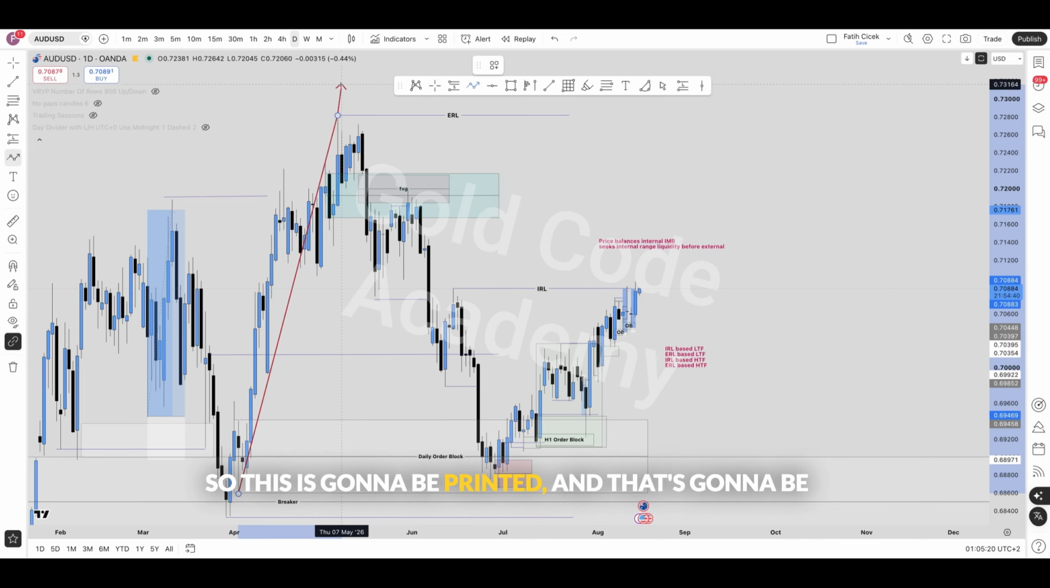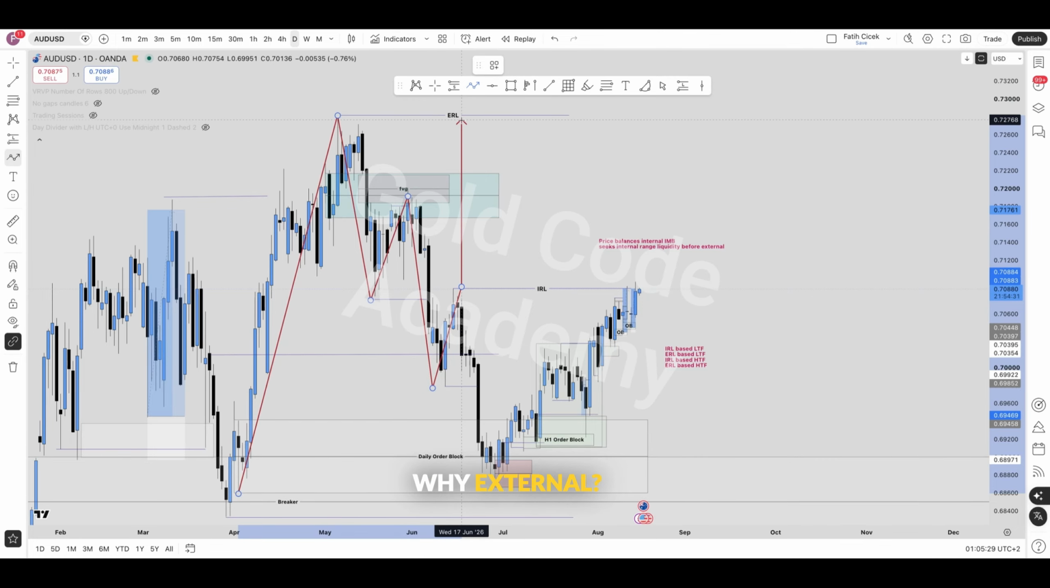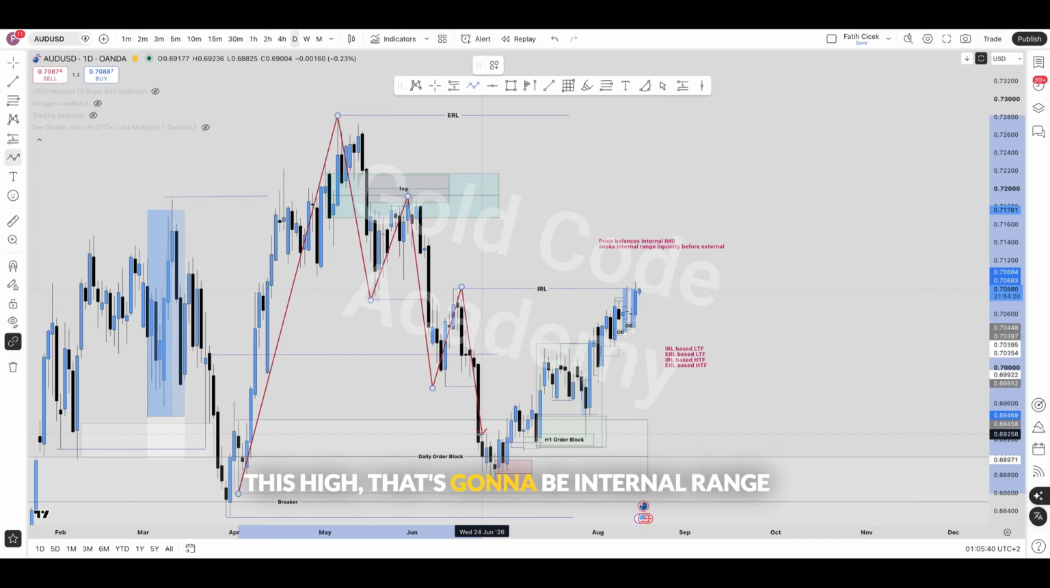So this is going to be printed, and that's going to be our next target, because the algorithm is going to want to take that external range liquidity. Why external? Because it's outside of this whole range. Anything inside this whole range, this low, this high, that's going to be internal range liquidity because it's inside the whole range.